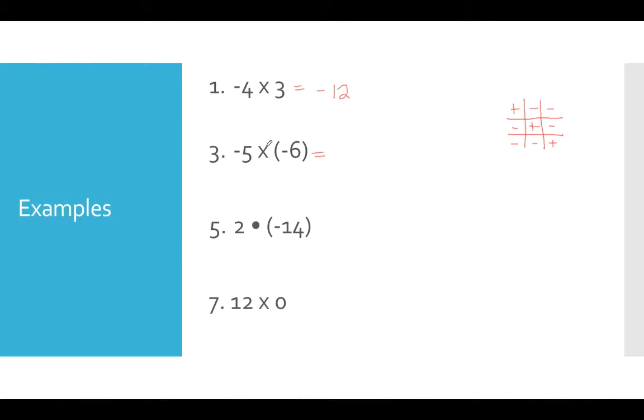And again, I'm going to look to see what my answer should be. If I look at my tic-tac-toe chart, I see a negative times a negative equals a positive. So I don't need to worry about that. And I can just do 5 times 6 is 30.